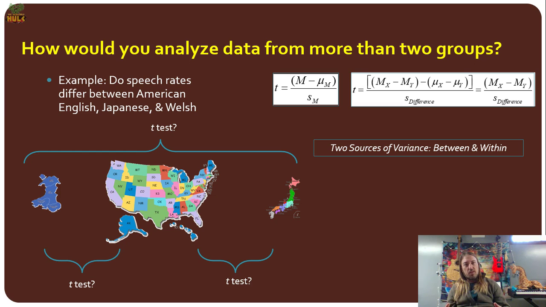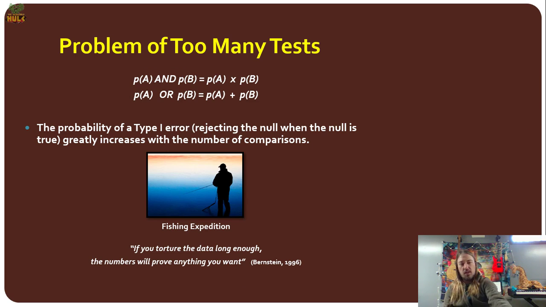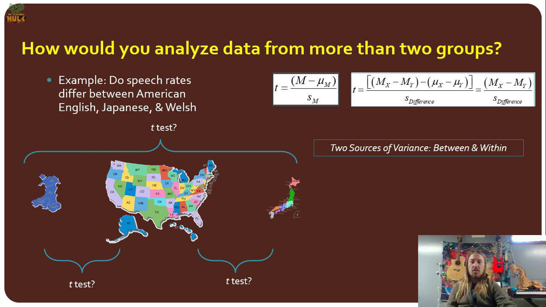Not all Americans speak at the same rate. I probably speak much more quickly than some others, and there are probably people who speak even more quickly than I do. And thus there's some variability, some within groups variance among Americans, just like there's a within groups variance in speech rates among Japanese, and there would be some within groups variance among the speech rates of Welsh.